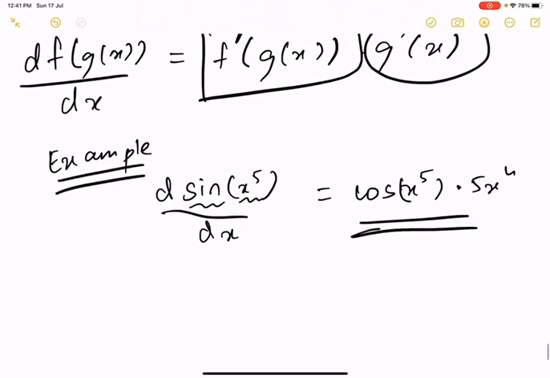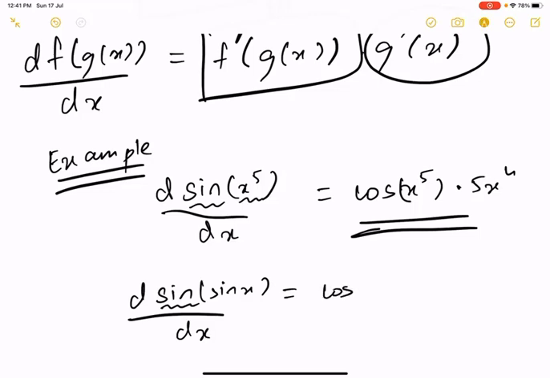We can have one more example. What is the derivative of sine of sine x? First you will read this sine. This will be your first. So the derivative of that sine is cos. But what is the input of that sine? Input is sine x. Now can I stop here? I cannot stop here. I have to continue, multiplied by the derivative of this. Derivative of sine x is cos x. That is the answer.